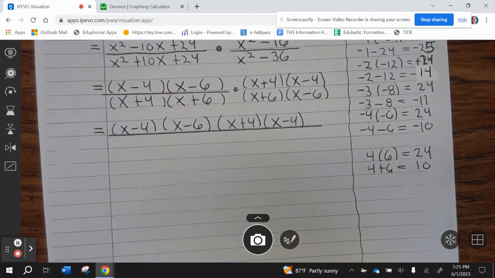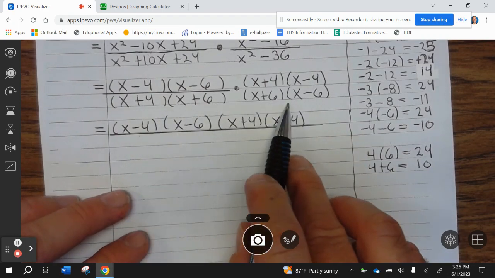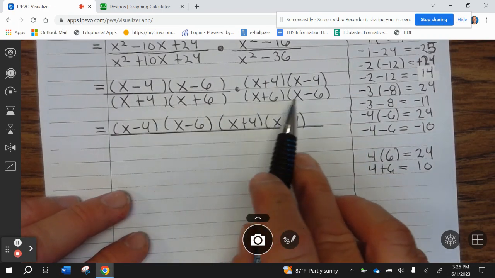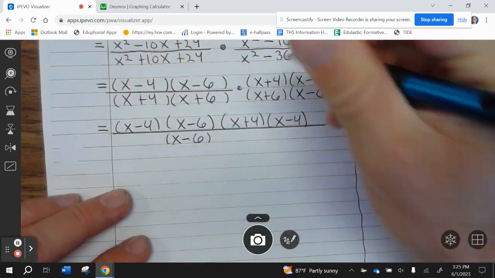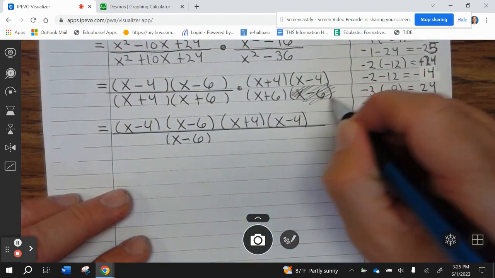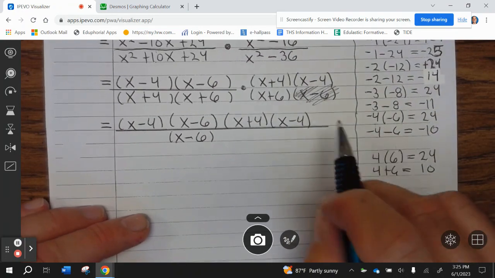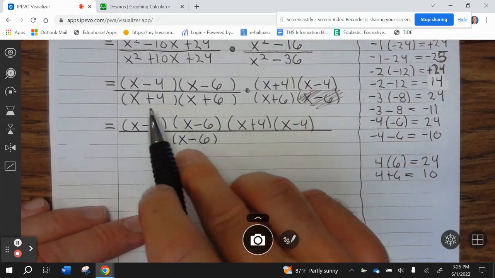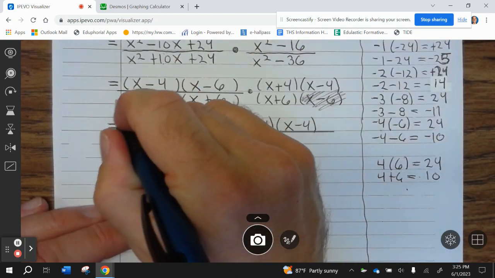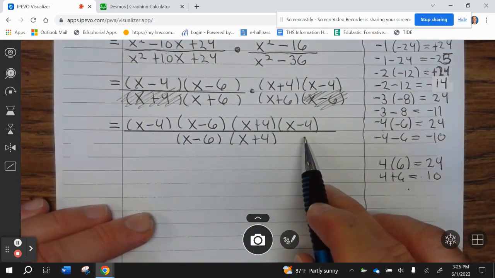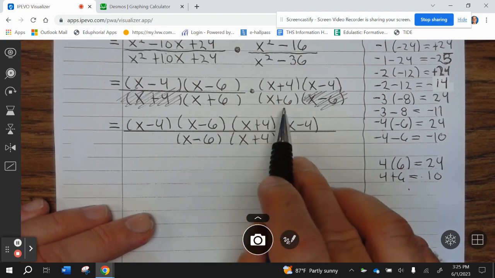Okay, do I have an x minus 4? Nope. Do you have an x minus 6? I do. I have it right there. So x minus 6. And I'm going to shade this out. Not canceling it. I'm just saying I'm done with that. Now, do I have an x plus 4? I do. x plus 4. So I'm done with that. And then do I have an x minus 4? Nope. So these can just go here.